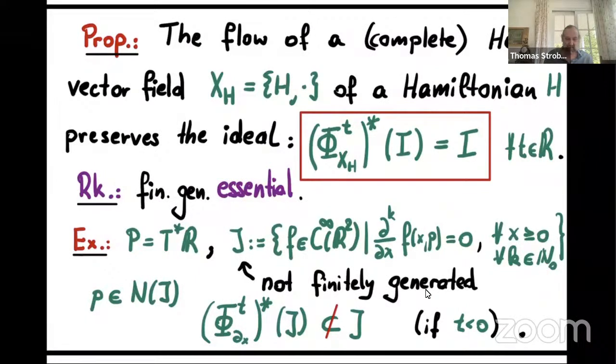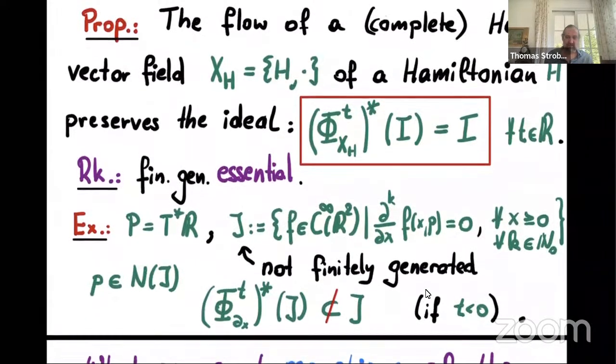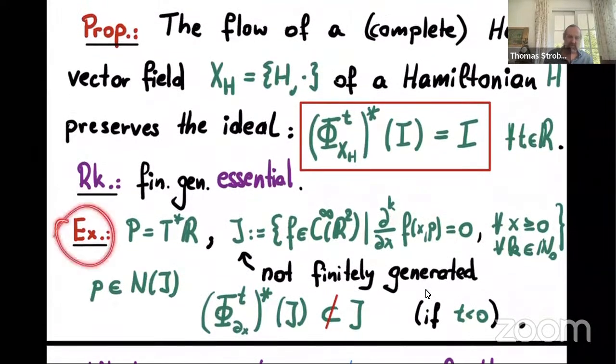And there's a non-example where you see how important this finitely generated condition is. Take just the cotangent bundle of the line, and take the ideal of functions such that the function and all its derivatives vanish on the right-hand side of this two-plane.